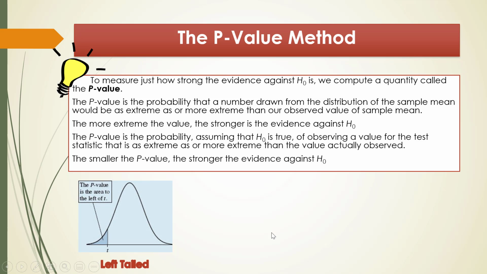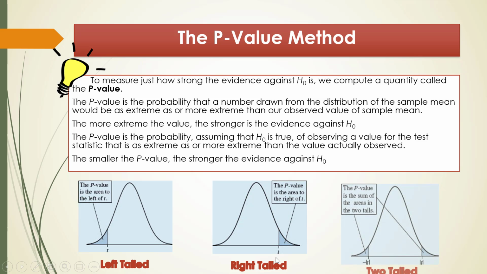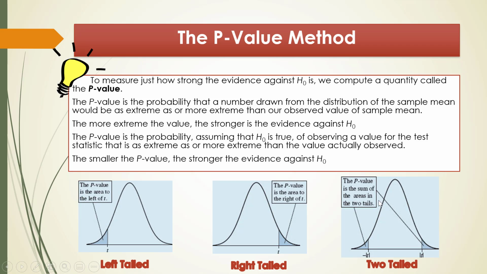For the left tail, the p-value is the area to the left of the test statistic under the curve. For the right tail, the p-value is the area to the right of t. And for the two tails, the p-value is the area of the two tails, the sum of the areas in the two tails.